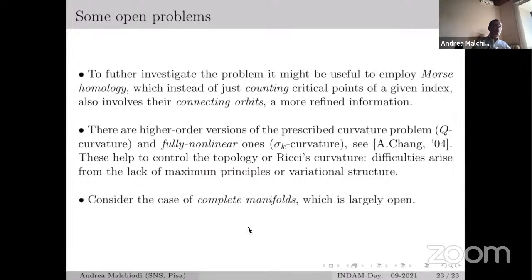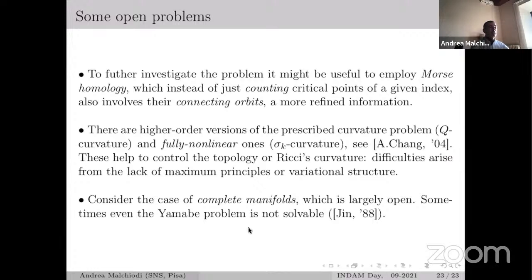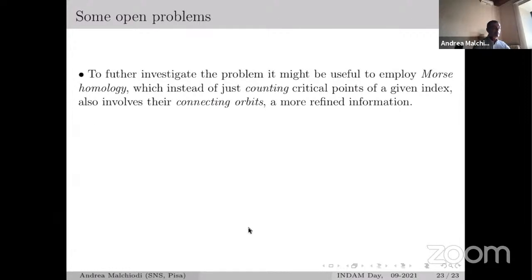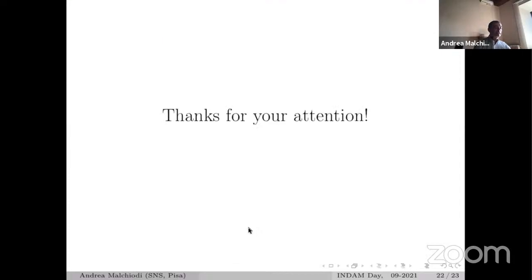And finally, this is very challenging. It would be nice to consider the case of complete manifolds, which is largely open. Sometimes even the Yamabe problem is not solvable. There are counterexamples by Jin. The Yamabe problem is always solvable when a manifold is compact, but for complete manifolds, that can be false. I stop here, and thank you for the attention.